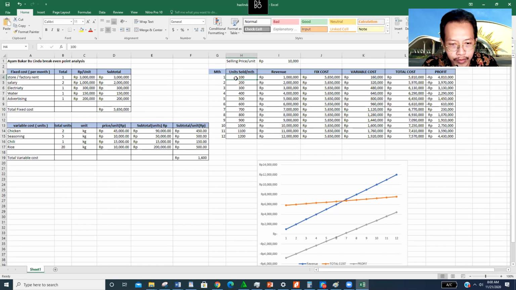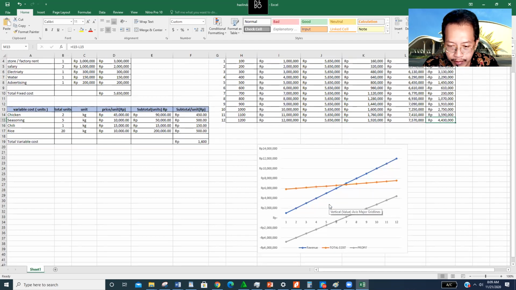H4 is the number of units sold times F19, the variable cost. Okay, you just drag down. Total cost, you know that it's fixed cost plus variable cost. And then for the profit, you would subtract total cost from revenue. This is correct. Now, you would achieve the break-even point here at the 7th month, because before that, it's minus. If it's minus, it's a loss. You don't get money. And so on.